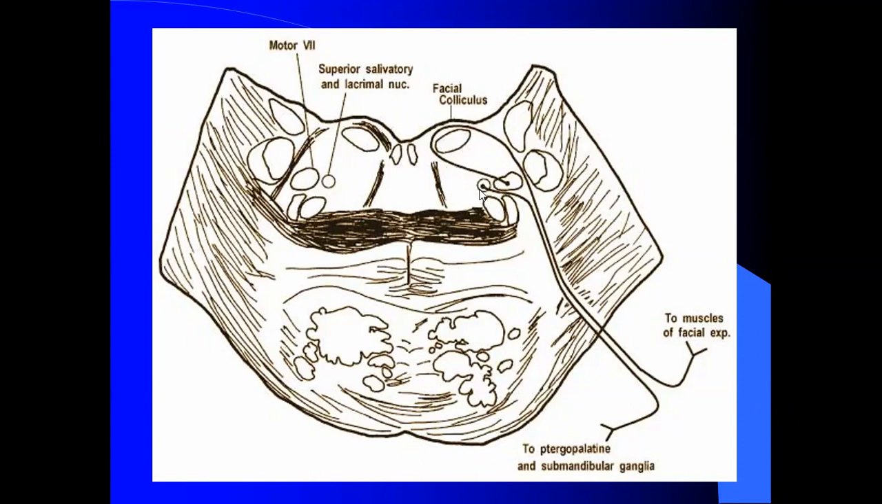And then this is nice because it shows you on this side how the nerve exits. This will be from the superior salivatory out the nervus intermedius, heading out to the ganglion. And here is the motor root coming out to the muscles of facial expression.